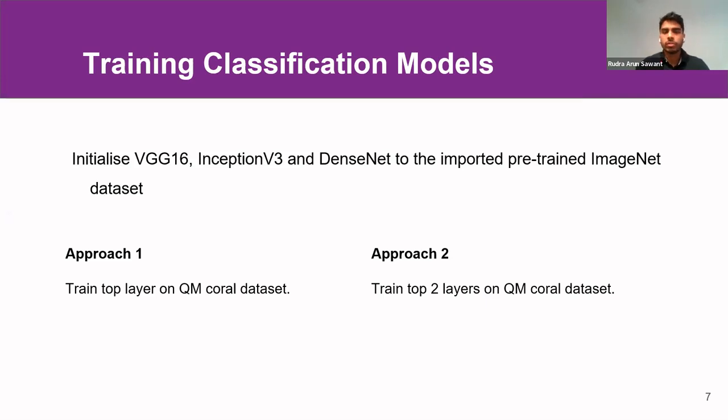We followed 2 approaches to train these models. In the first approach, we just trained the top layer of these models. We kept the weights in all the layers constant, and just updated the weights in the last layer of these models using the Coral dataset. In the second approach, we trained the top 2 layers instead of just 1 for the similar task.